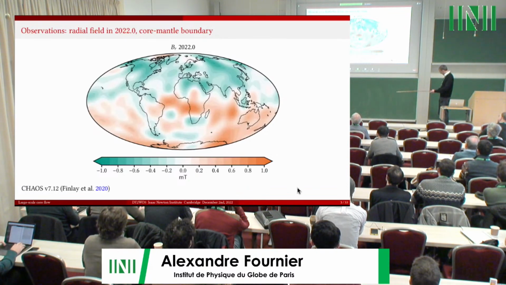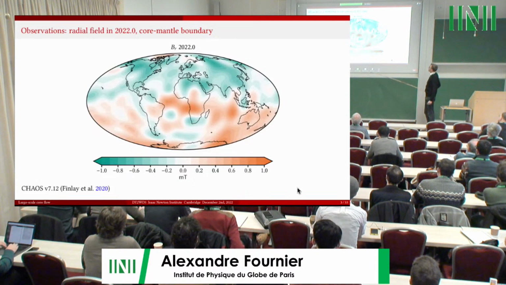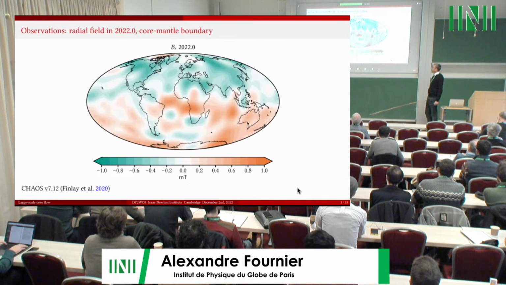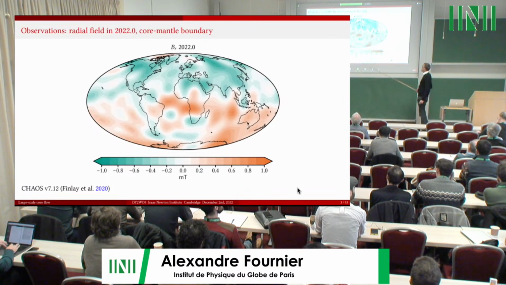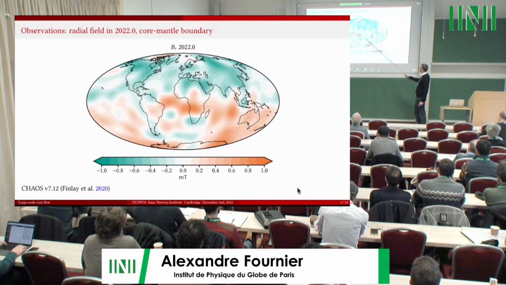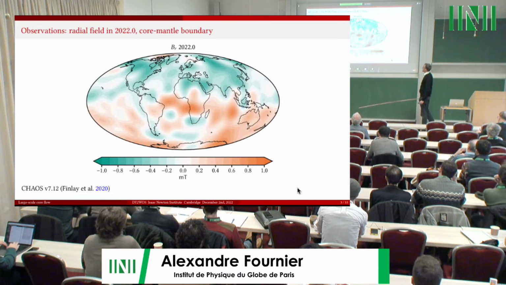So this is a map you've seen before. It's the radial component of the magnetic field at the core-mantle boundary in 2022, according to the 7.12 version of the CHAOS model by Finlay and colleagues. So the field is dipole dominated, and it also features a number of smaller scale patterns, such as these fluxes of reverse polarity underneath the Atlantic Ocean.